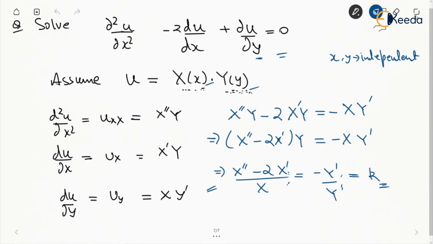In that case, now what we can do is we can separate both of them. The first one can be written as x double dash minus 2x dash by x is equal to k, and the second one is minus y dash by y equal to k, right? We have separated it, and now we have it in terms of ordinary differential equations, in terms of x and then in terms of y.